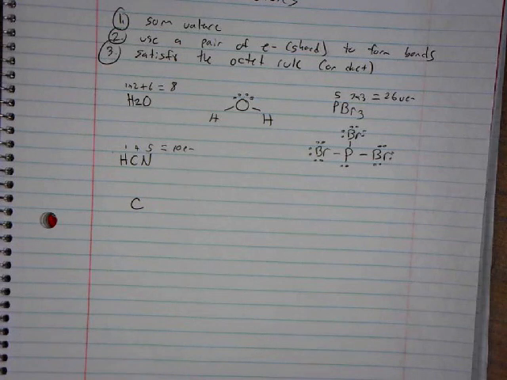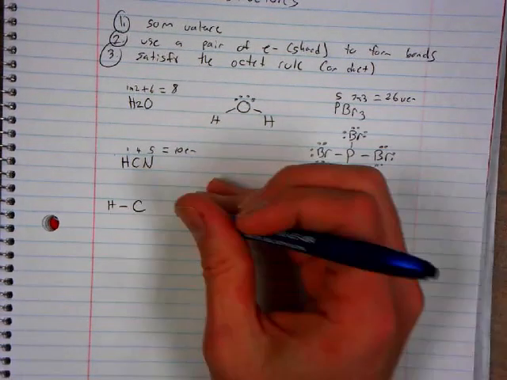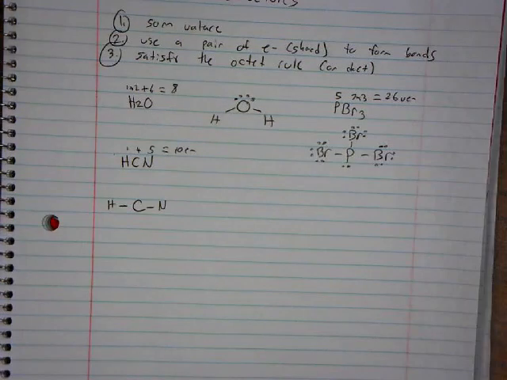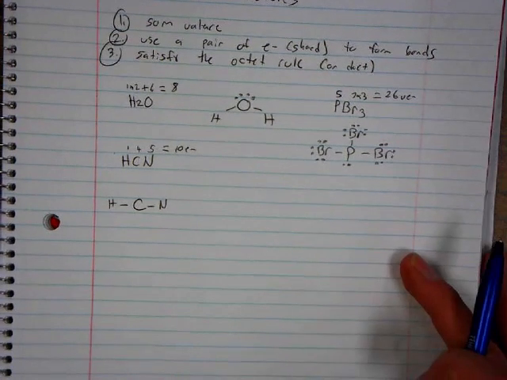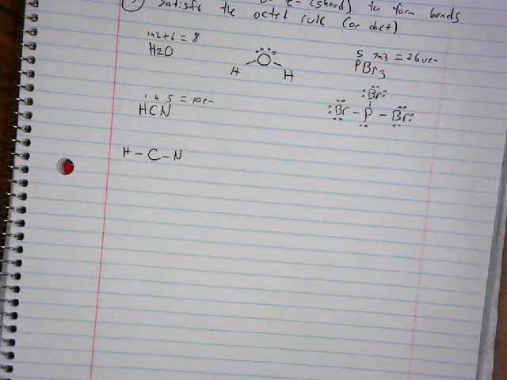Carbon's just the best. Carbon has 4 bonding sites, so carbon's going to go in the middle, always. Carbon can fulfill the octet rule very easily, and it's got 4 bonding sites.